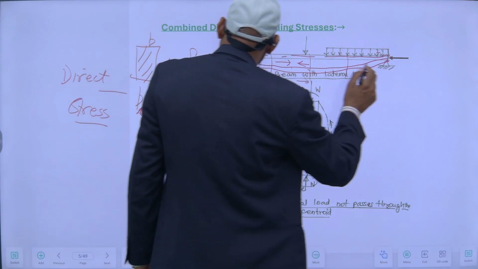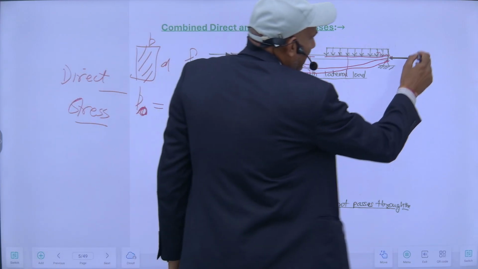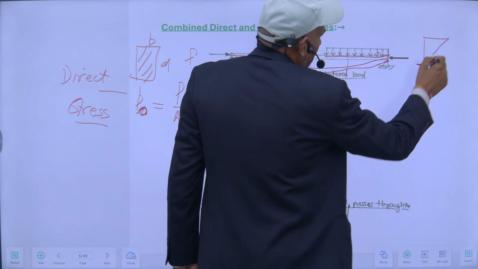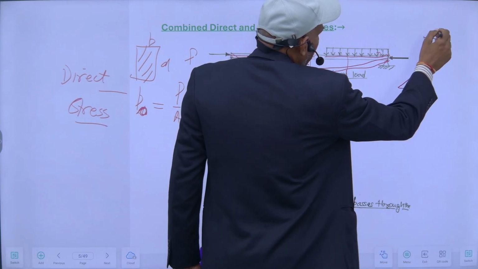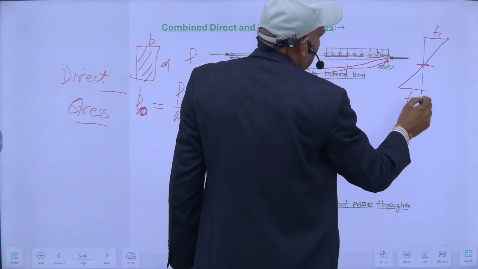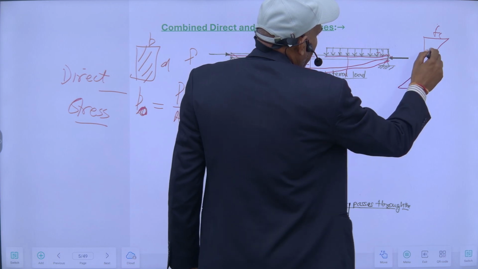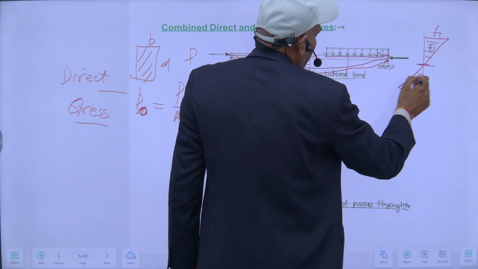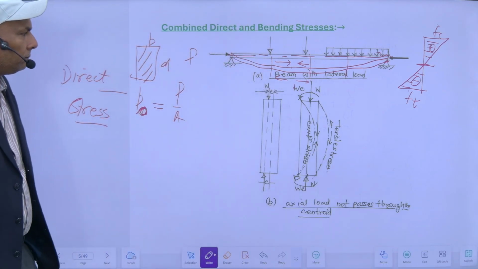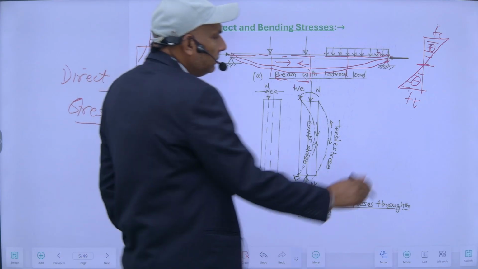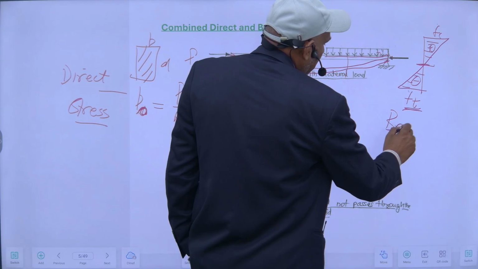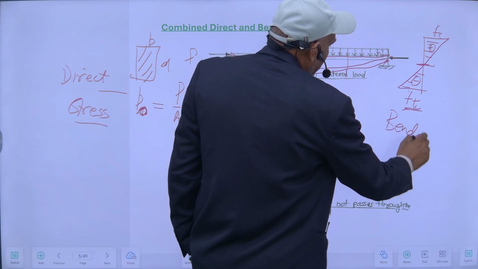And my stress diagram will be like this. Suppose this is my neutral axis. On the top fiber there will be compressive stresses, and on the bottom there will be tensile stresses. So due to this loading, this is my bending stresses.